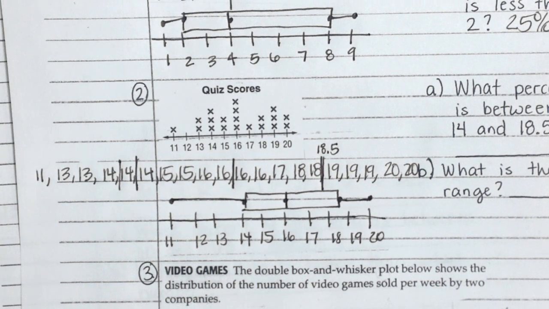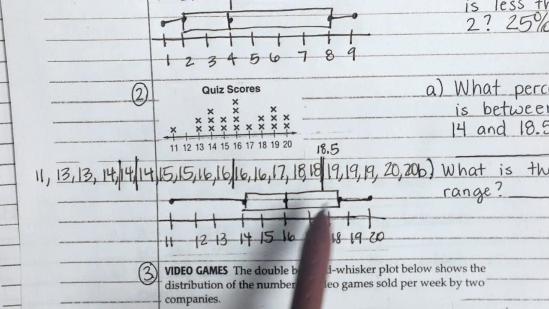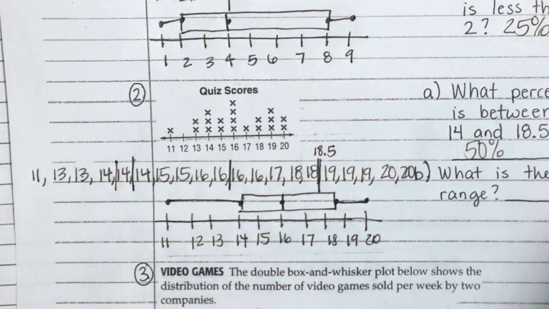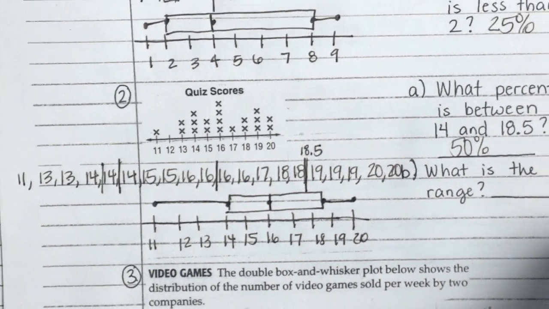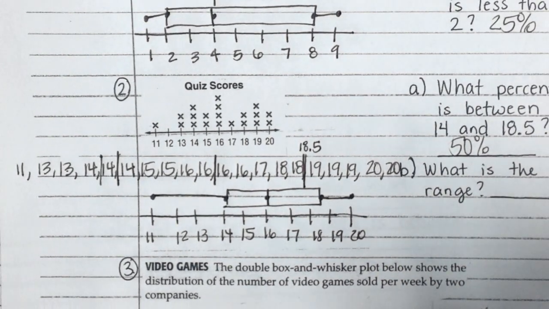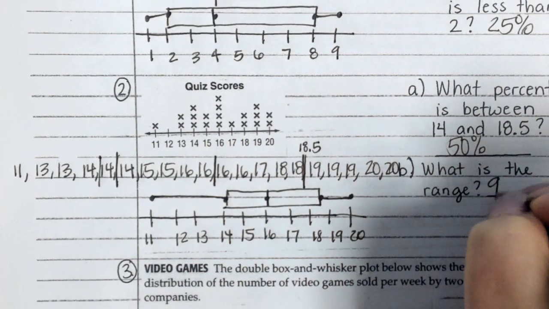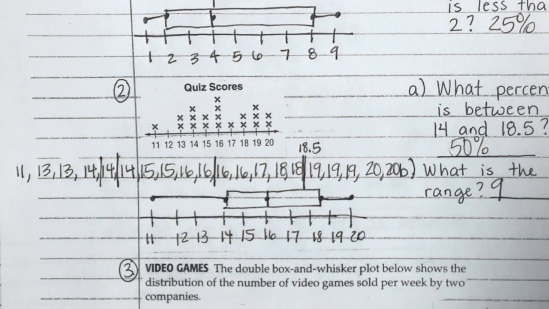Now, what percent would you see between 14 and 18.5? Look again: it's going to be 50%, because there's two sections. Okay, and then what is your range? 9, because it's 20 minus 11. All right. We good so far?